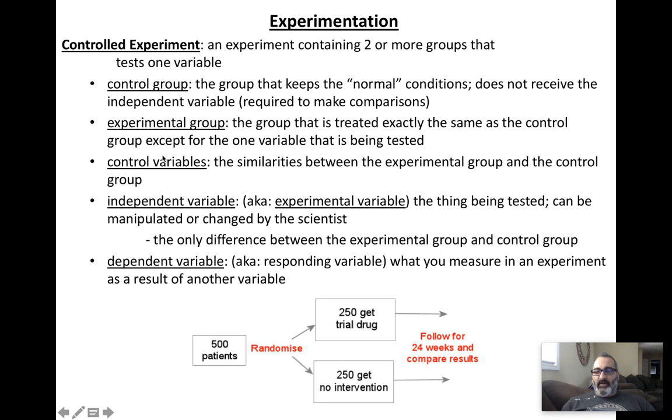Well, there are different kinds of variables. Some are the kind you're testing, called independent variables or experimental variables. Some are the kind you're not testing, called control variables. And I'm going to explain them to you in better detail in an example in a second.